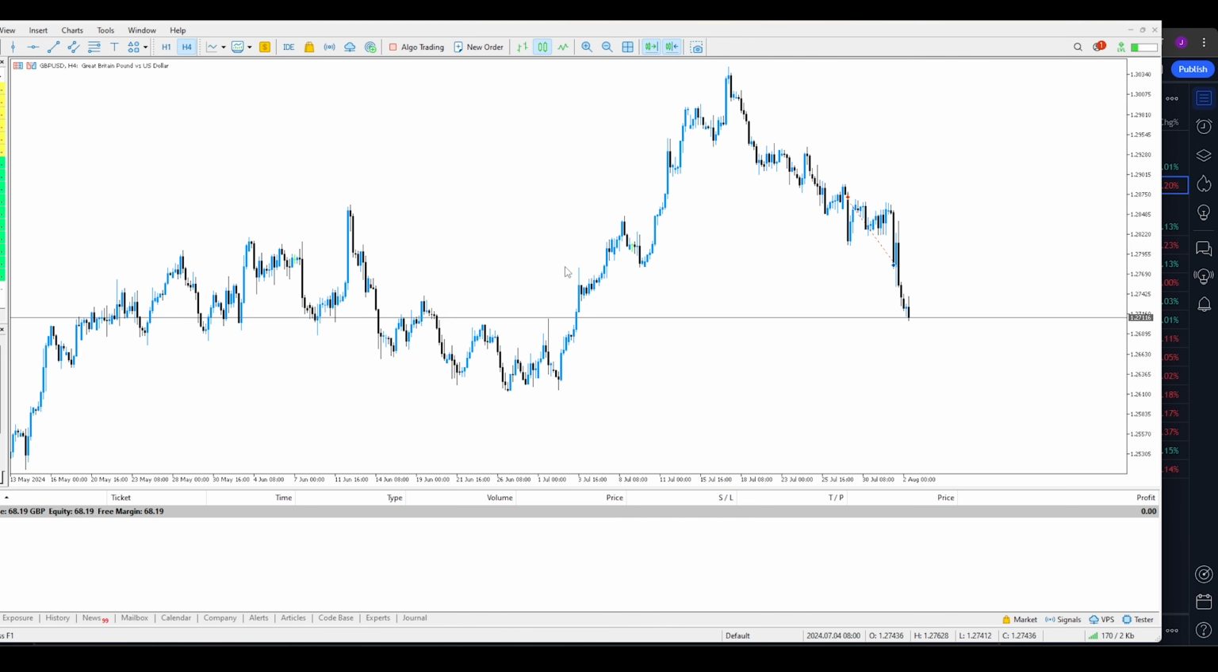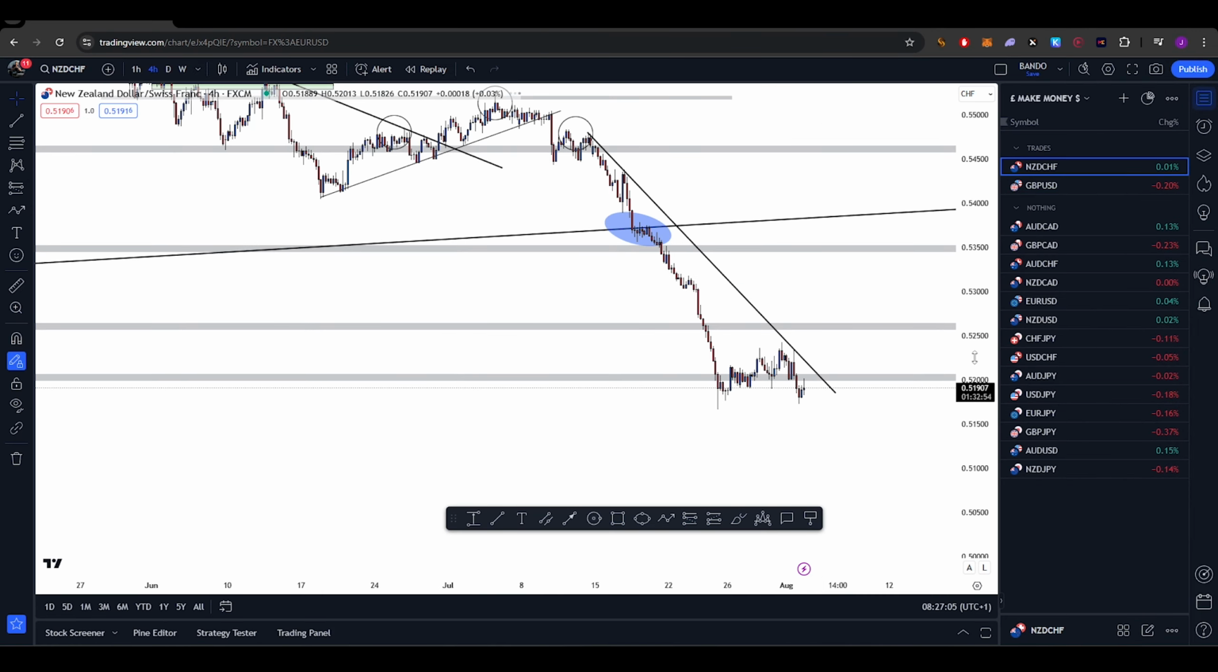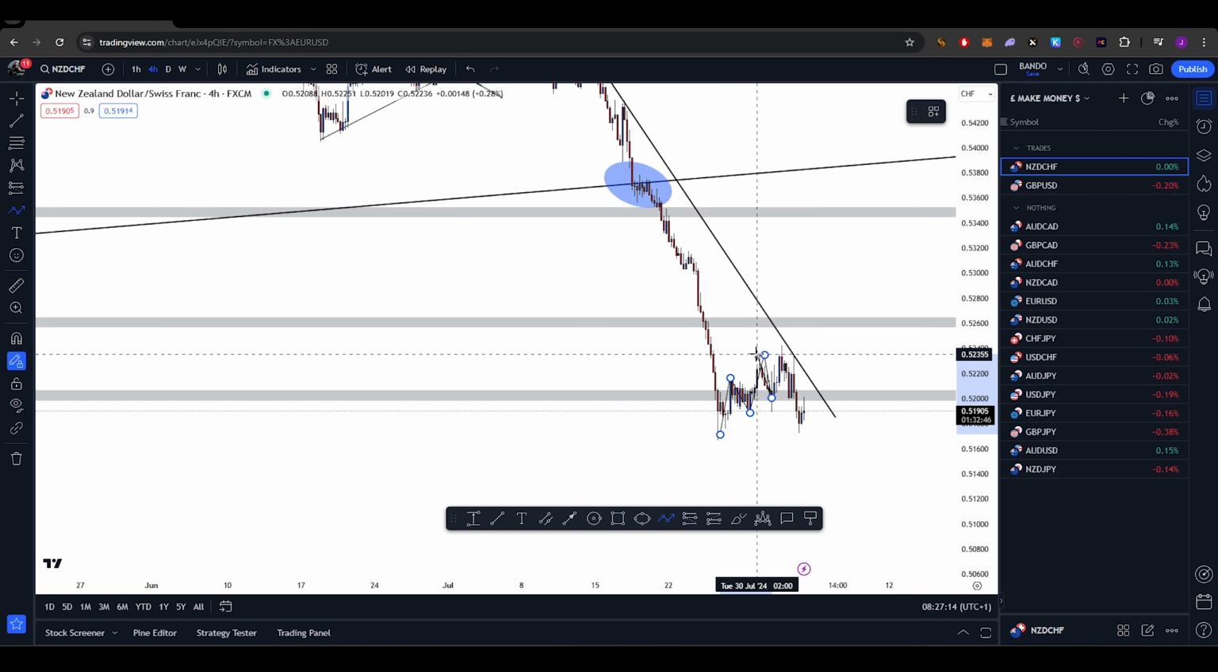But anyway, that New Zealand Swiss trade, we did get stopped out. Let me show you. I was looking at long in it here and I saw high, low, high, got in here, high, low. With these highs, we didn't make a high, and then we come back into here and then we got stopped out and we broke down lower there.